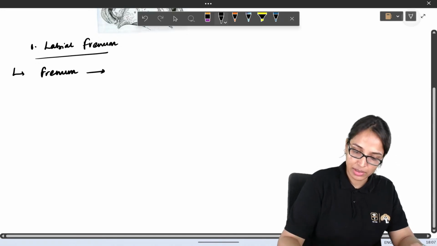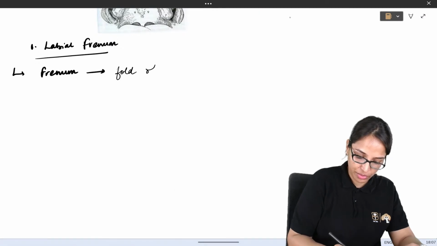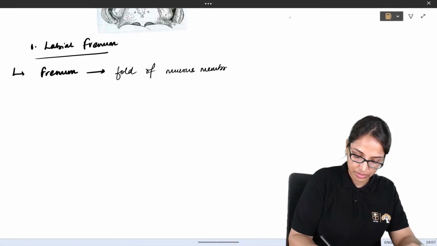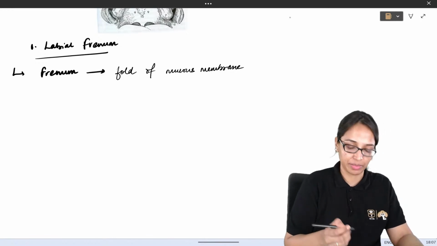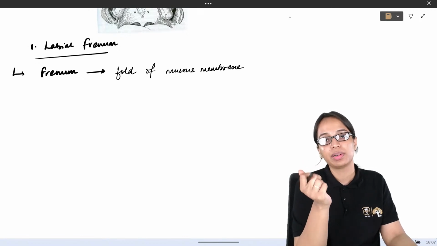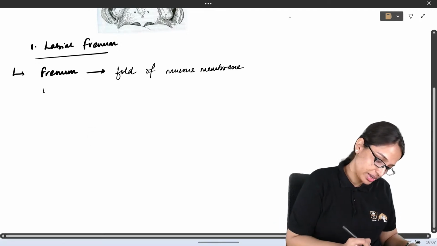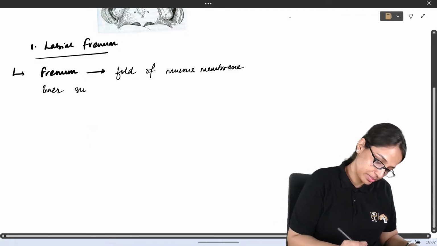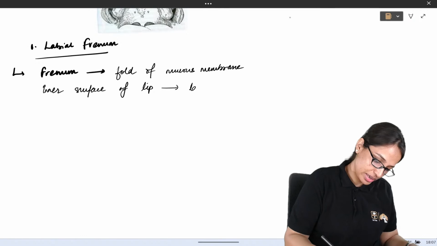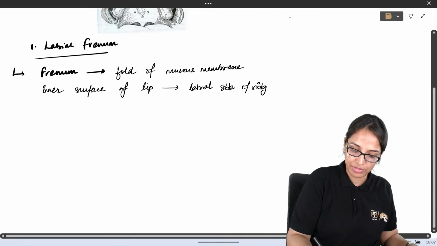Frenum basically means a fold of mucous membrane. That is called as frenum. Since it is present on the labial surface, on the inner side of the upper lip, and it connects to the labial surface of the residual alveolar ridge. It starts from the inner surface of the lip and it goes to the labial side of the ridge. That is why it is called as your labial frenum.